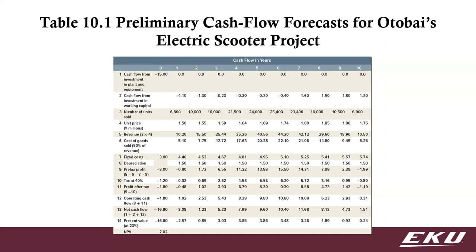And then you just see they work through how to get to what the cash flows are, and then calculating what the net present value of those cash flows are at that 20%. You get at the very bottom an NPV of 2.02. Right, so it is a positive NPV project given these cash flows.